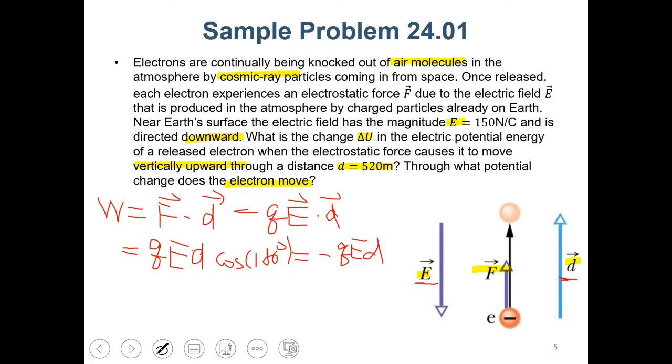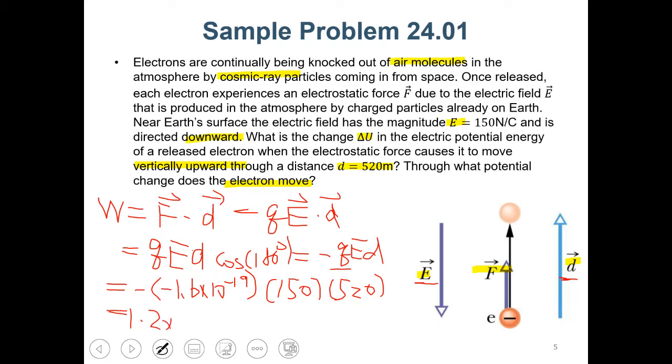Suppose you substitute Q as minus 1.6 times 10 to the minus 19, which is the elementary charge, E is 150, and d is 520 meters. You can find that the work is 1.2 times 10 to the minus 14 joules. And the potential energy delta U should be minus W, which is minus 1.2 times 10 to the minus 14. So this should be a negative value.